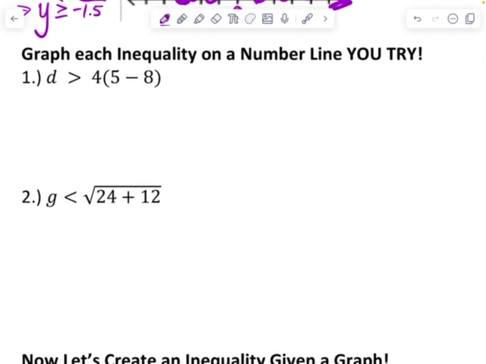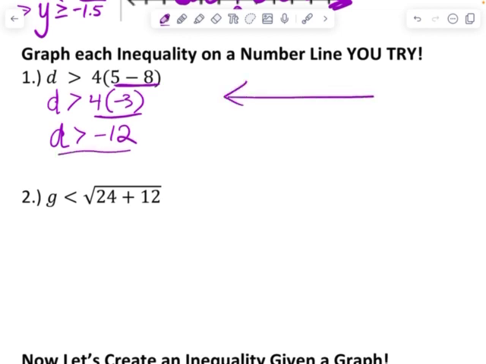So we've graphed the inequalities. Let's go ahead and graph some more challenging inequalities. We need to simplify. If I look at number 1, think about order of operations. I should do what's inside the parentheses first. Okay, so d is greater than 4 times, well, 5 minus 8 is negative 3. 4 times negative 3 is negative 12. This is the inequality I'm graphing. d is greater than negative 12.